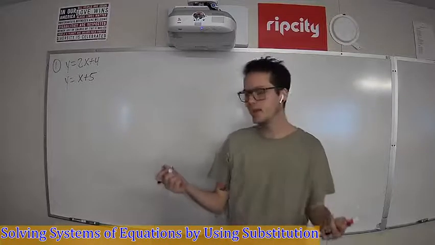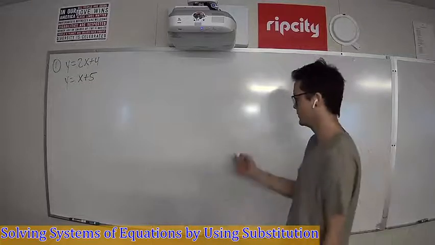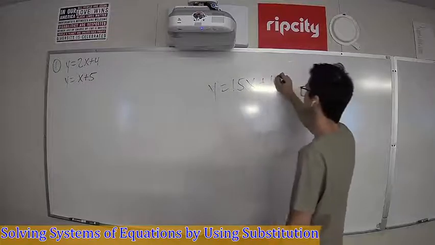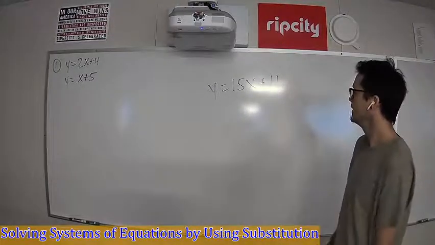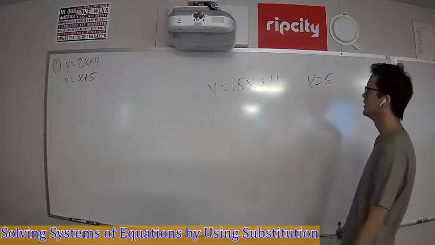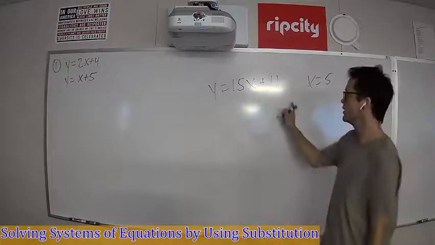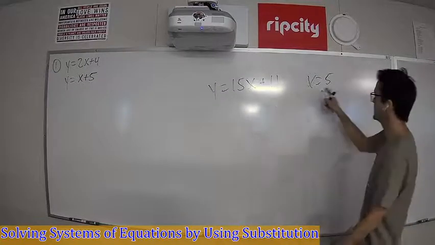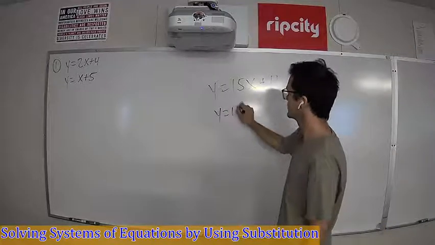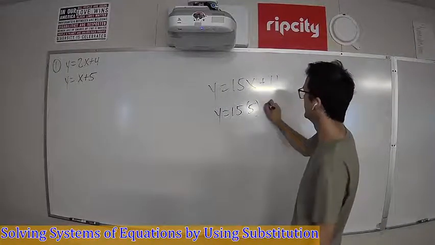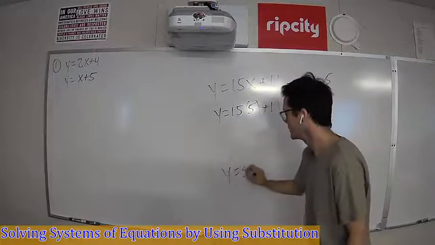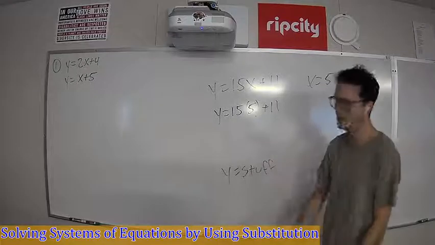So let's say that we had some random equation. I'm just making this up. Say we have like y equals 15x plus 11 or something like that. And you were told that x equals 5. Well, what would you do with that to solve the original equation? You would take that x equals 5 and substitute 5 in for x. You get y equals 15 times 5 plus 11. And then we just PEMDAS this thing and we'd end up getting y equals whatever it equals, right?